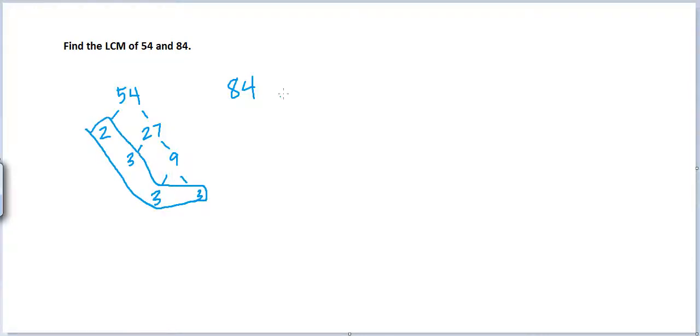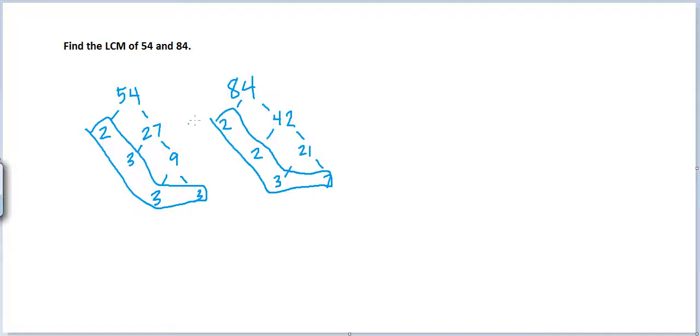Alright, let's do it with 84. 2 goes into 84 42 times. 2 goes into 42 21 times. 2 does not go into 21, but 3 does, and it goes 7 times, and 7 is a prime number. Alright, so we've got our two factor trees.